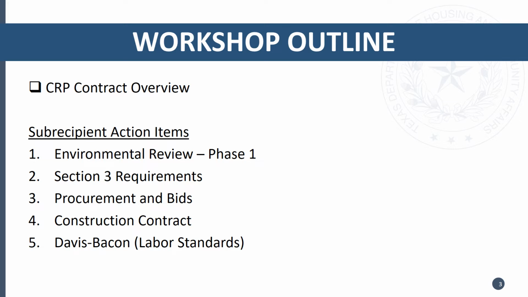Action item number 2, Section 3 requirements. Action item number 3 is procurement and bids. Action item number 4 is a construction contract. And lastly, action item number 5 is compliance with Davis-Bacon labor standards.